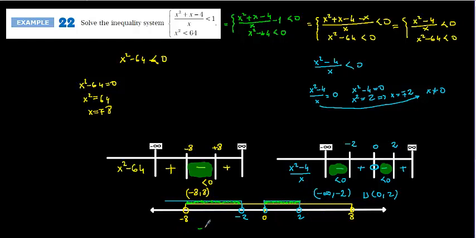What is it going to be? Minus 8 to minus 2. Both sides are open. This one and this one are also open. Union 0 to 2 it's going to be. And the solution set is written like this: x is an element of minus 8 to minus 2 union 0 to 2.